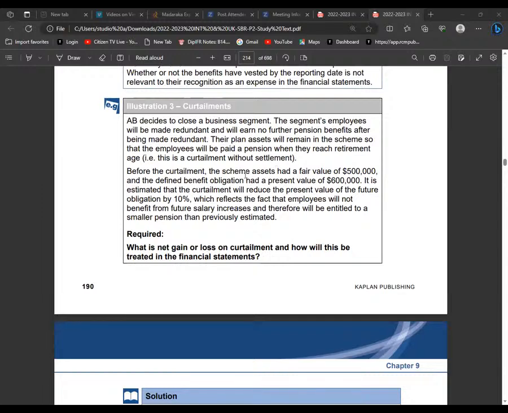Before the curtailment, the plan assets had a fair value of 500,000. And the defined benefit obligation had a present value of 600,000. It is estimated that the curtailment will reduce the present value of the future obligation by 10%, which reflects the fact that employees will not benefit from the future salary increases and therefore will be entitled to a smaller pension than previously estimated. What is the net gain or loss on curtailment, and how will this be treated in the financial statements? Ladies and gentlemen, this is a very easy question.